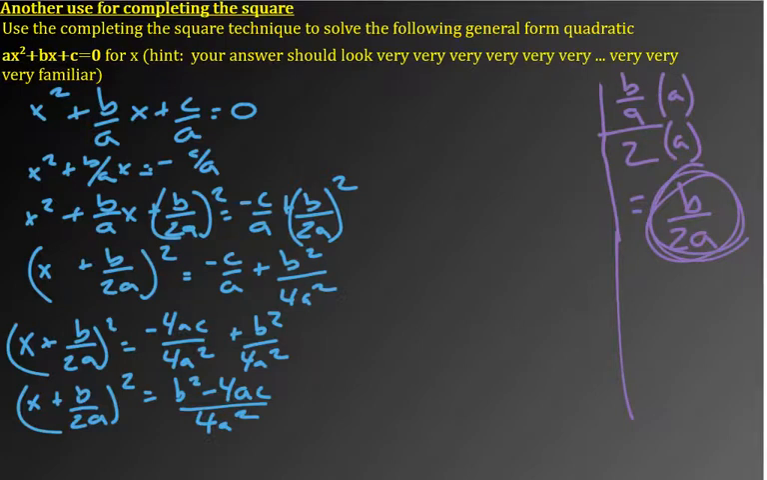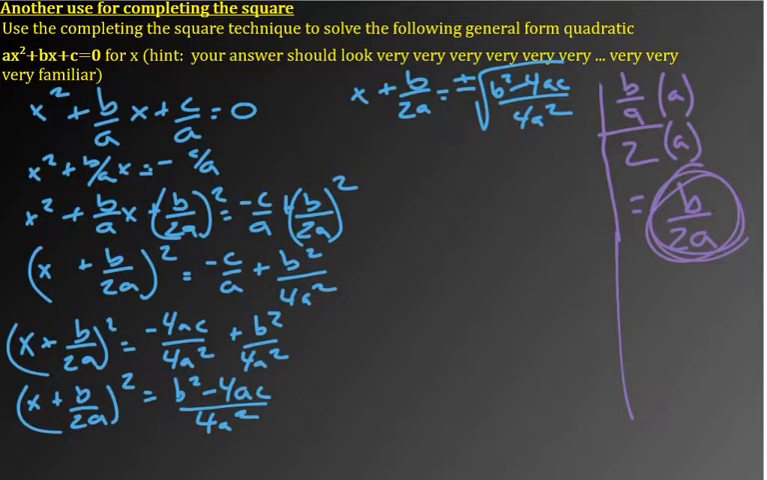Now I'm going to pull in another thing from before. So we know that when we have something squared equals a number, which is what this is, we're going to get plus and minus. We're going to get two things that you can square and get that. We did one earlier where it was 6 squared is 36, but also negative 6 squared is 36. So if I kill the square, right, I'm going to get x plus b over 2a equals plus or minus the square root of b squared minus 4ac all over 4a squared.